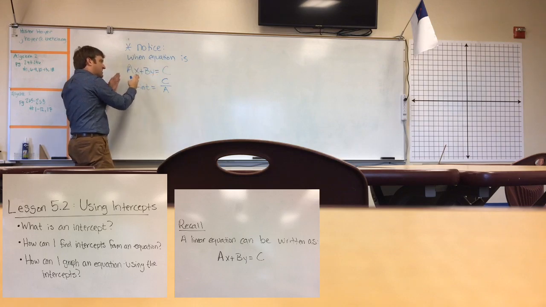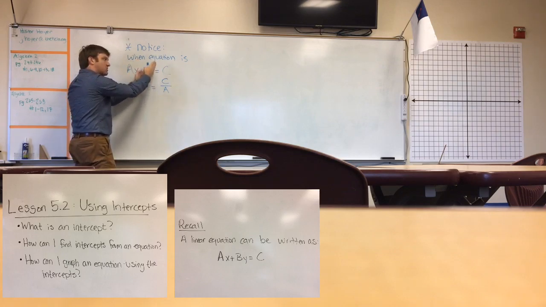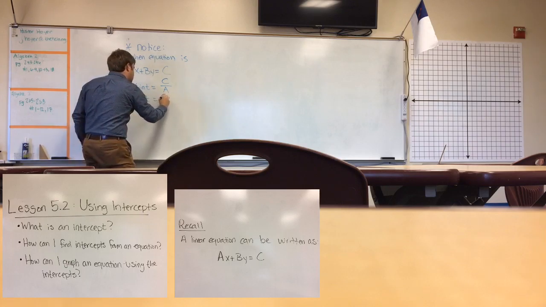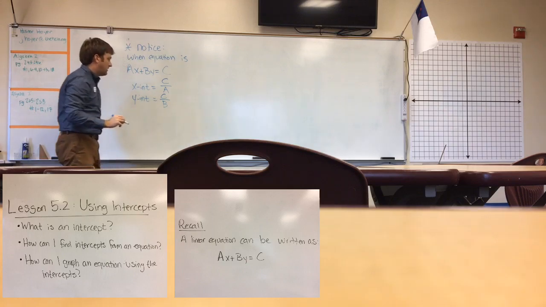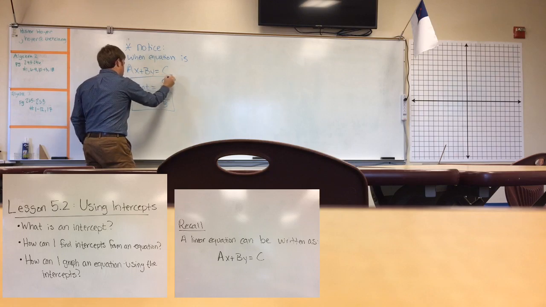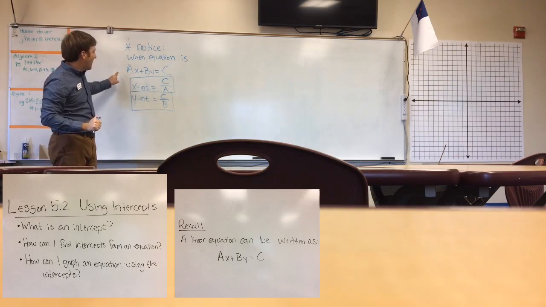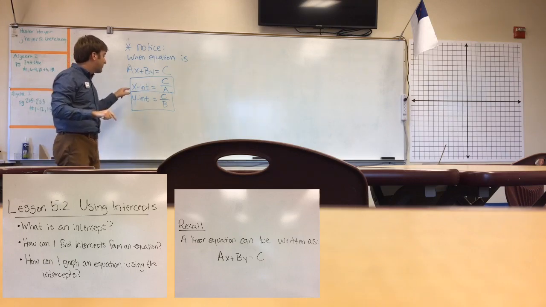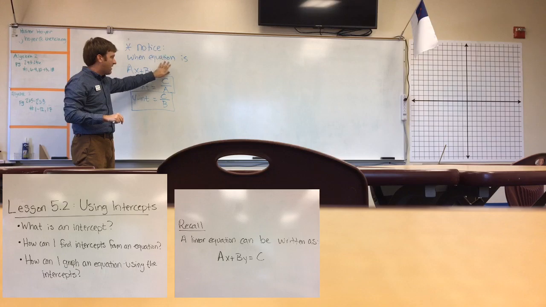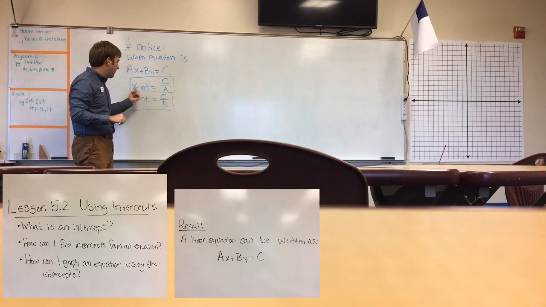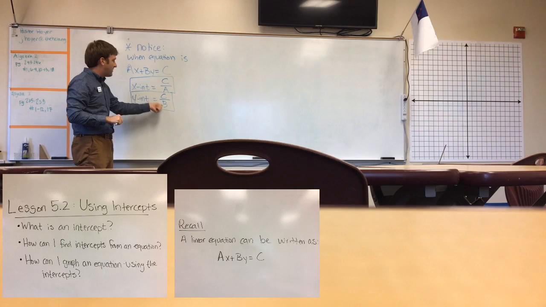When it's in this form, it has to be in the form ax plus by equals c. Similarly, the y-intercept is c over b. And again, we have to first make sure it's in standard form, ax plus by equals c. But if it is, to find the x-intercept, we just take the value on the right and divide by the coefficient on x. Similarly, for the y-intercept, we take the c value on the right side of the equals and divide by the coefficient on b.